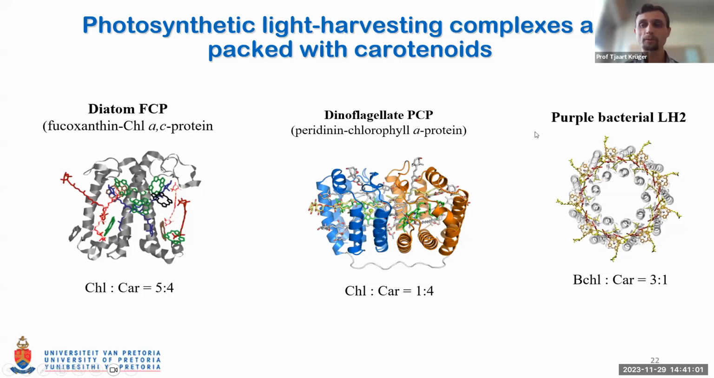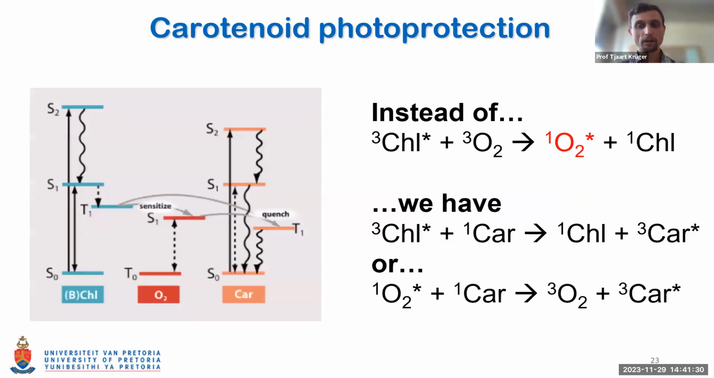In the case of purple bacteria, so this is a type of anoxygenic photosynthetic organism, the pigments and also the different protein subunits are organized in beautifully circular symmetry. And the ratio of bacterial chlorophylls, which are just a slight derivative of chlorophyll, the ratio between this and carotenoid is 3:1. So also a pretty high carotenoid ratio, or carotenoid content.